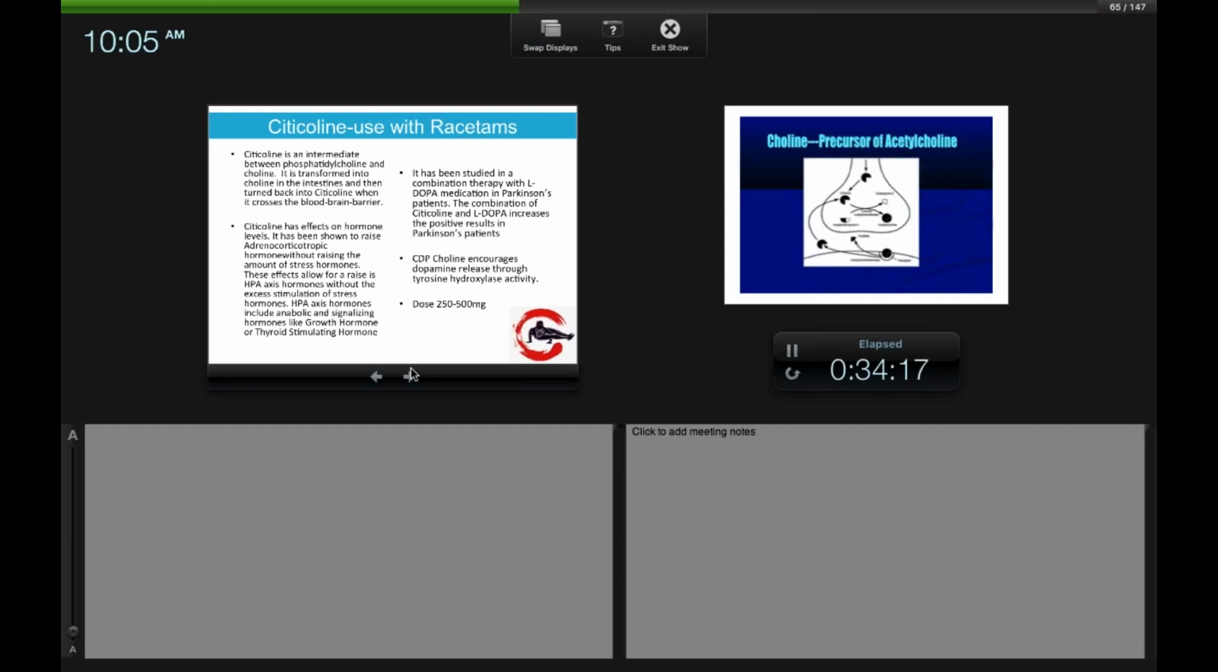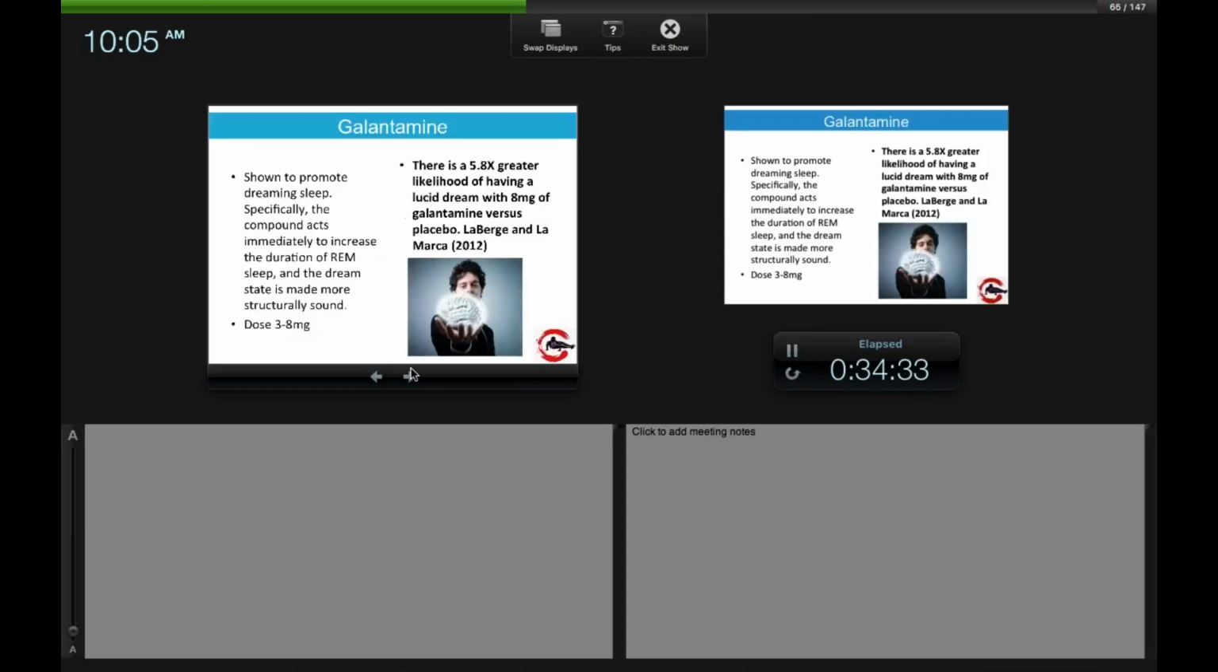CDP choline encourages dopamine release through tyrosine hydroxylase activity. This is also going to help create a much more receptive dopamine response. So choline's great if you just want to feel good, you want that reward system channeled in there.